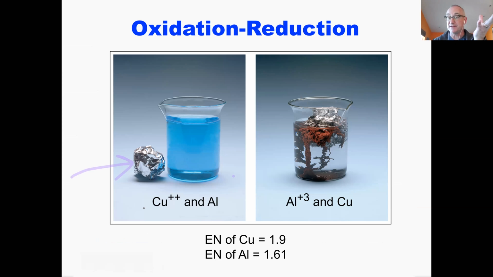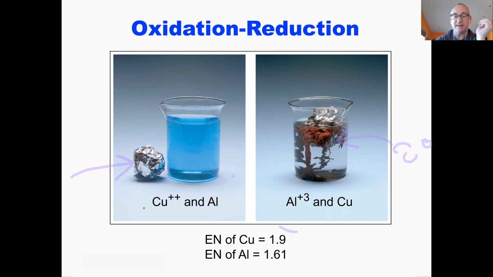And look what happens. This is the production of copper with an oxidation number of 0 on the surface of the aluminum. And you can see you get these really weird stretched out tendrils of copper. It looks really weird. And why does this happen?